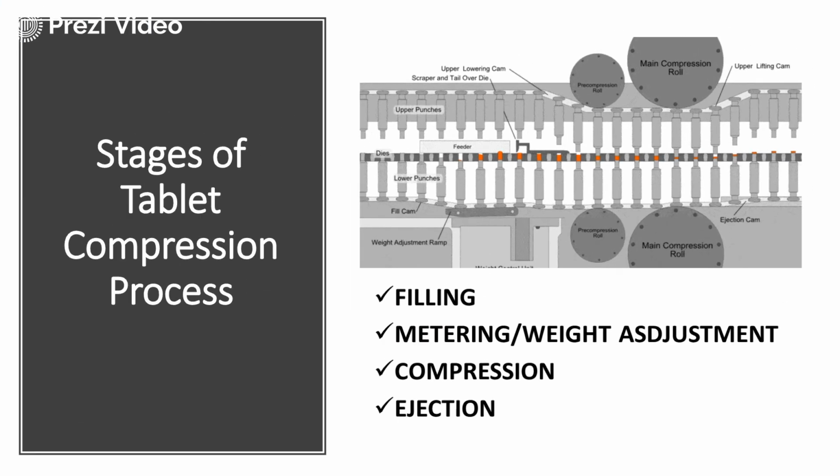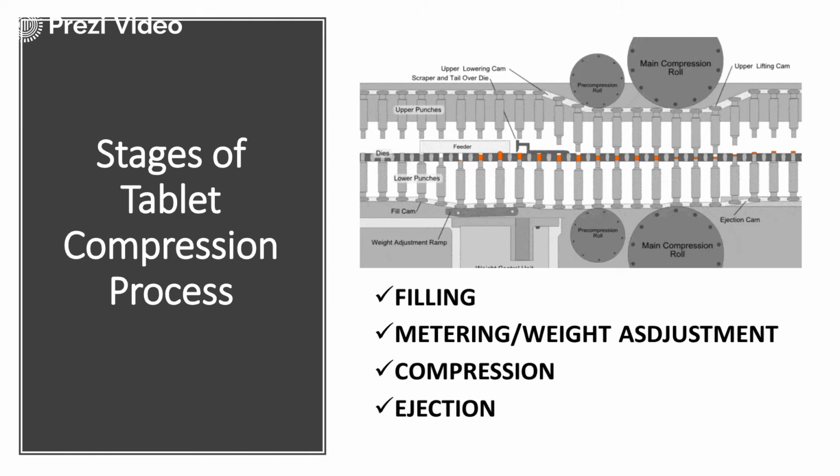Now, when we talk about the stages of the tablet compression process, it is divided into 4 stages. First is the filling part. Filling refers to the granules from the hopper reaching the tablet feeding area of the compression press. Second is the weight adjustment, according to the size and weight of the tablet, where the excess powder is taken away. Third is the actual compression with the help of the main rollers. Then the ejection part, whereby the tablet ejects out.